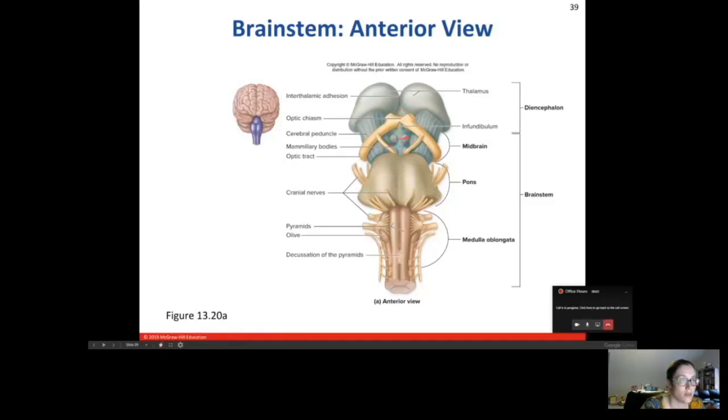So those are things to be able to identify. This part right here is the pons, and then this is the medulla oblongata. And these two things right on the anterior surface of the medulla oblongata are the pyramids. And right here is the decussation of the pyramids.